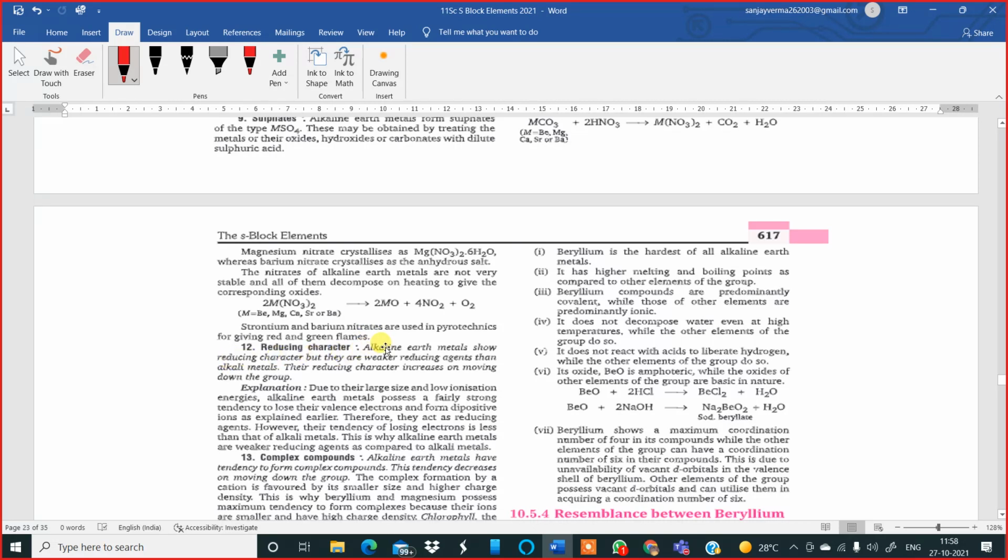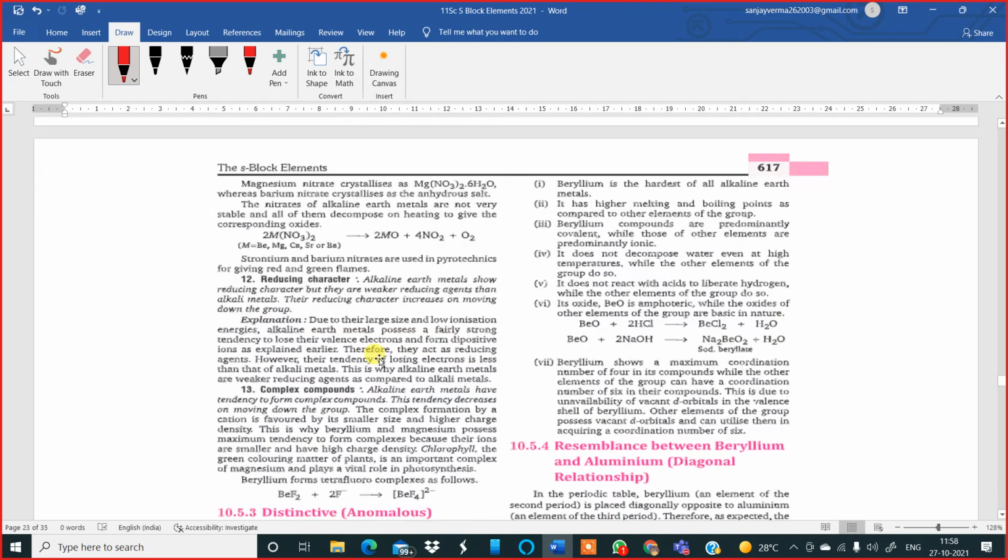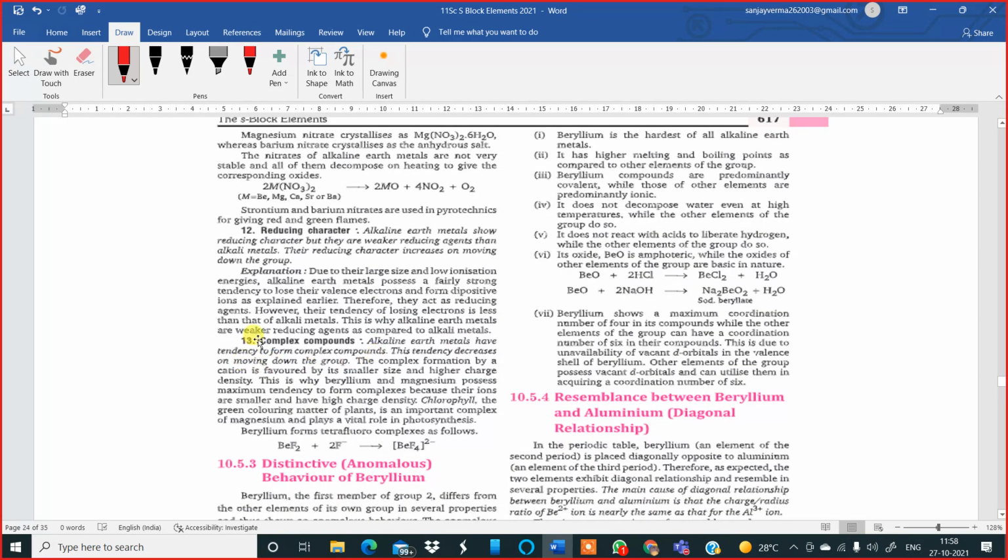Reducing nature, this is important. Alkaline earth metals show reducing character, but they are weaker reducing agents than the alkali metals. That much only. Complex compounds. Alkaline earth metals have a tendency to form complex compounds. This tendency decreases on moving down the group. So they will form complex compounds.